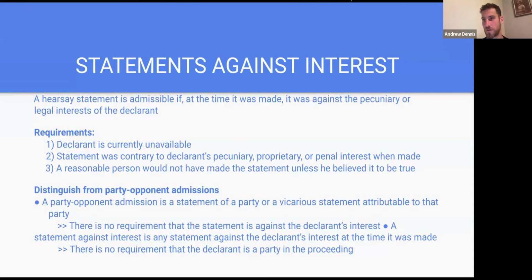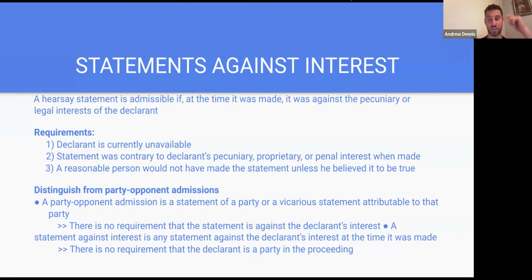So I'm going to read this next point. I've talked about it a lot, but hopefully this registers with everyone on this wonderful Tuesday evening. What's the distinction between a party opponent admission and a statement against interest? A party opponent admission is a statement of a party or vicarious statement attributable to that party. There's no requirement that the statement is against the declarant's interest. A statement against interest is any statement against the declarant's interest at the time it was made, and there's no requirement that the declarant is a party to the proceeding.